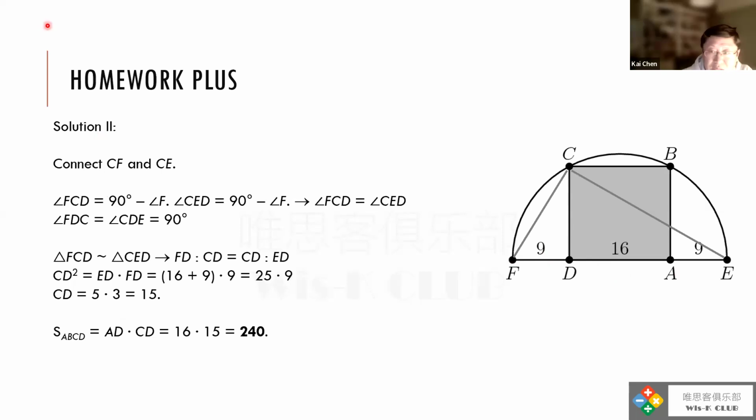Another solution is that we connect CF and CE, where you get a right angle here. You get a right angle because it's a property of a semicircle. And then you find what CD is. We know it already. Okay, so that's a short summary of the homework last time.